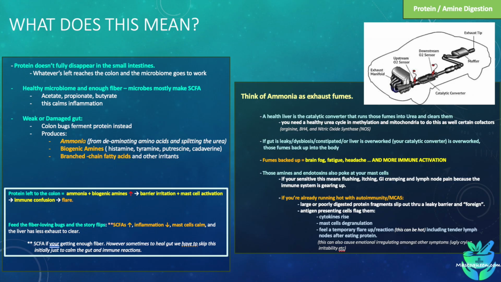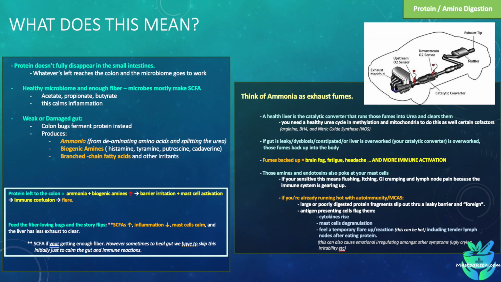If your gut is leaky, you have dysbiosis, or you have constipation, or your liver is overworked, so your catalytic converter, if it's overworked, those fumes will back up in the body. Your fumes back up, and that means you're going to wind up with brain fog, fatigue, headache, and more immune activation. Those amines and endotoxins also poke at your mast cells.